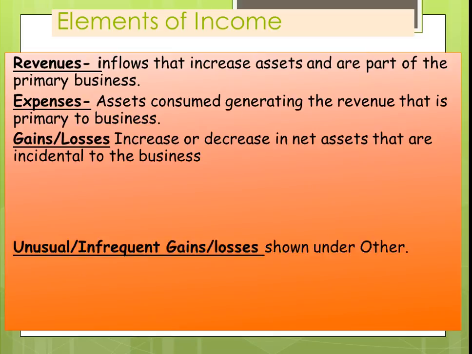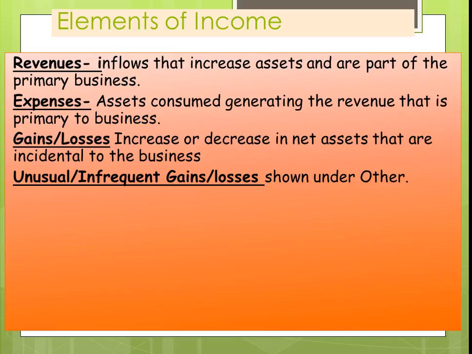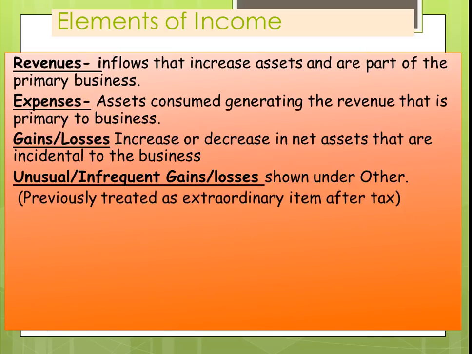stock. A new area we have, which is actually just part of gains or losses, is what if we have something that is unusual and infrequent. We used to call this an extraordinary item, and it was shown after tax. However, because of the convergence between GAAP and the international standard, we now have gotten rid of the category called extraordinary items, and now instead we put these all as part of gains or losses. All of these items above are shown pre-tax.